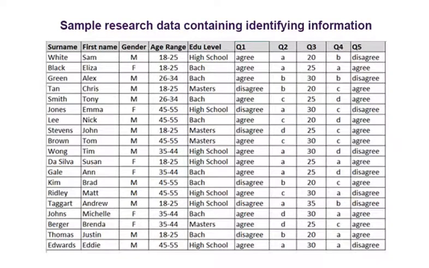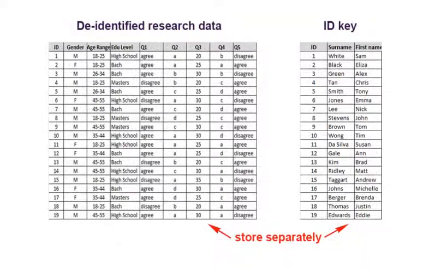This is a sample spreadsheet of research data from a survey involving human participants. To share this data, personal details, such as names, would need to be replaced with an anonymous identifier. The document containing the key to participants' identity would then be retained in a secure, password-protected location.